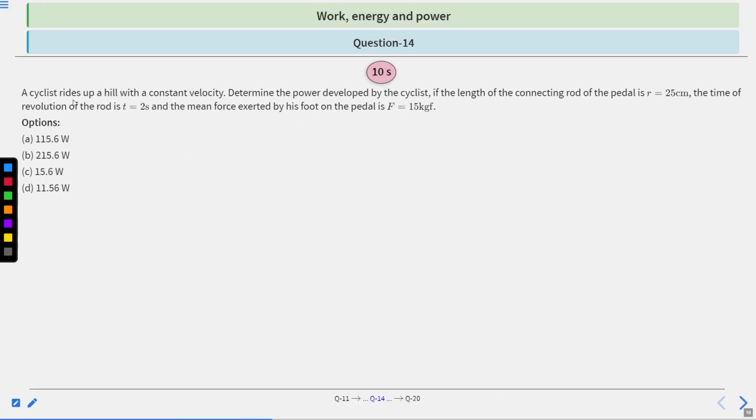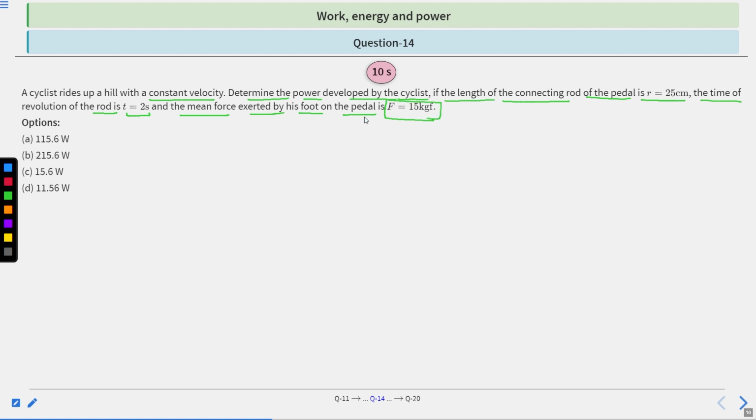A cyclist rides up a hill with a constant velocity. Determine the power developed by the cyclist if the length of the connecting rod of the pedal is r equal to 25 centimeter, the time of revolution of the rod is t equal to 2 seconds, and the mean force exerted by his foot on the pedal is F equal to 15 kgf.